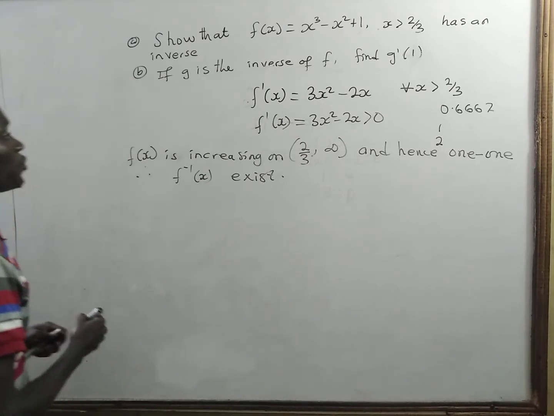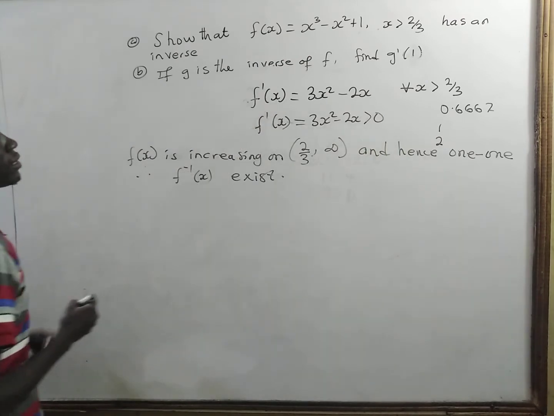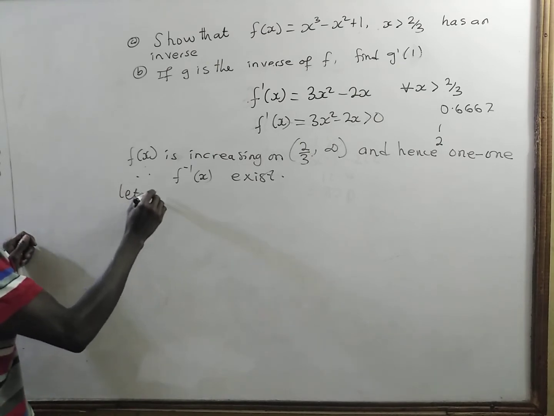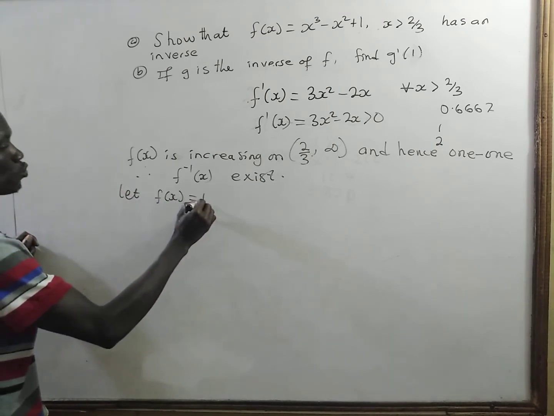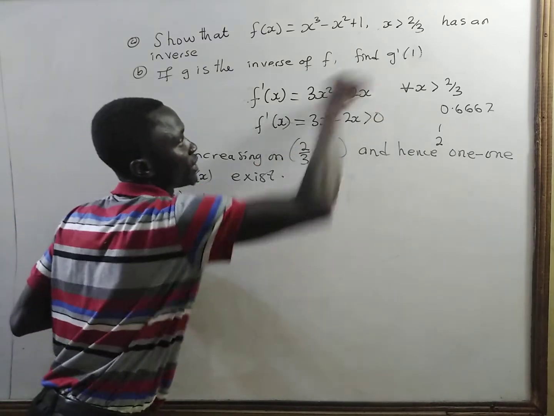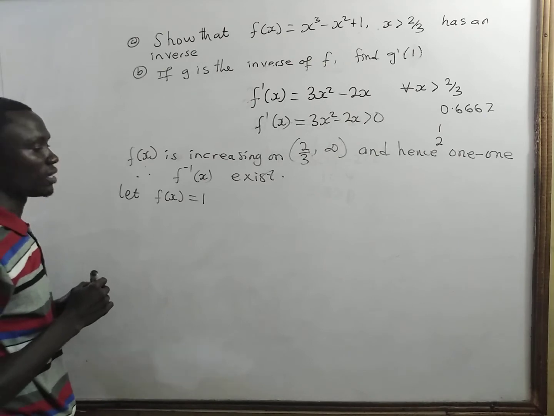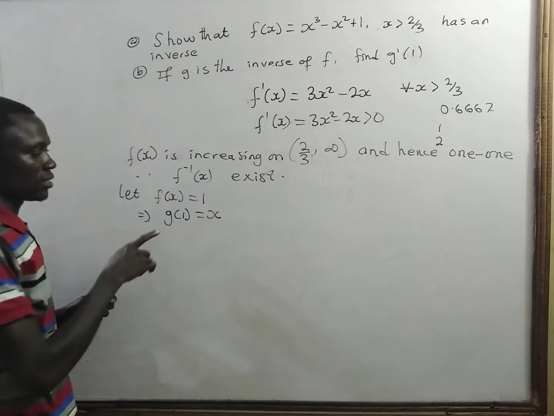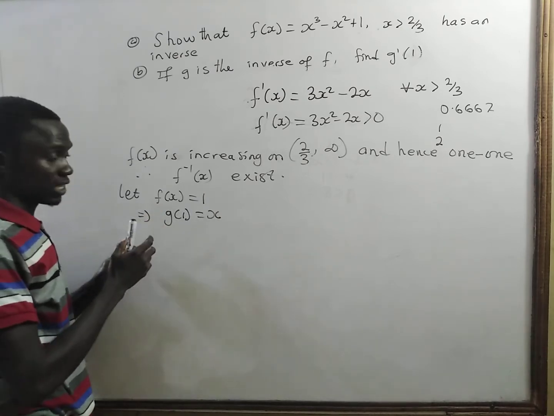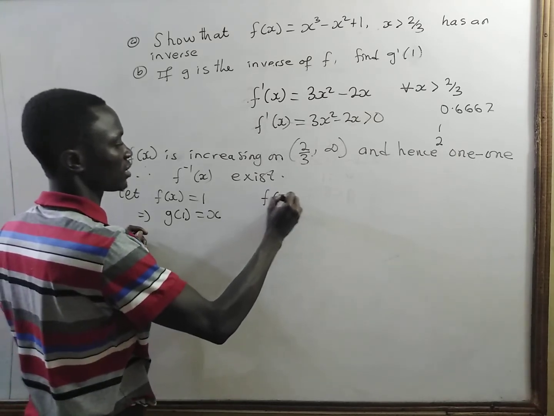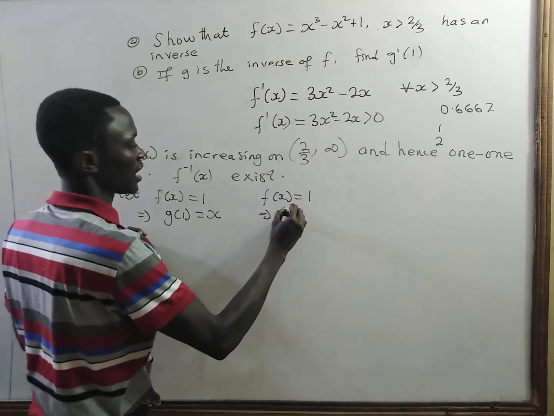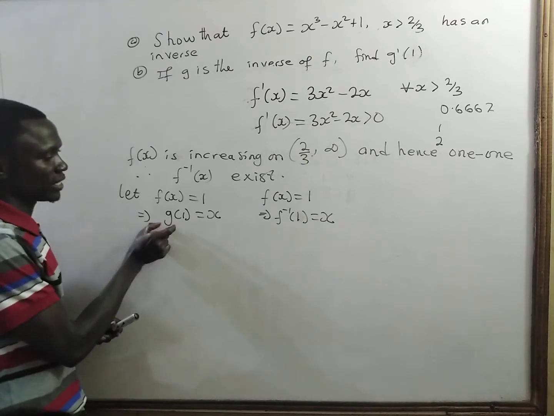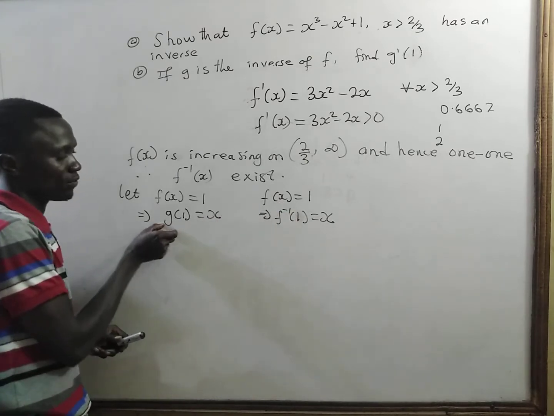Now, we are saying that g is the inverse of f of x. So it means that if I let f of x equal to 1, why am I using this 1? It is because of this 1. Then it follows that g of 1 is equal to x. Since g is the inverse of f, if you are confused, it is the same as writing f of x equal to 1 implies that f inverse of 1 is equal to x. But here you are saying that g is representing the f inverse. That's why I've used g here.